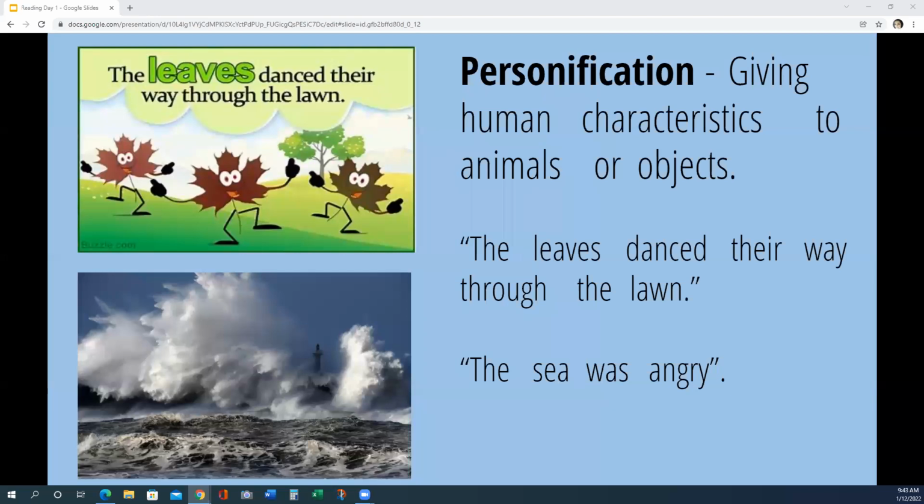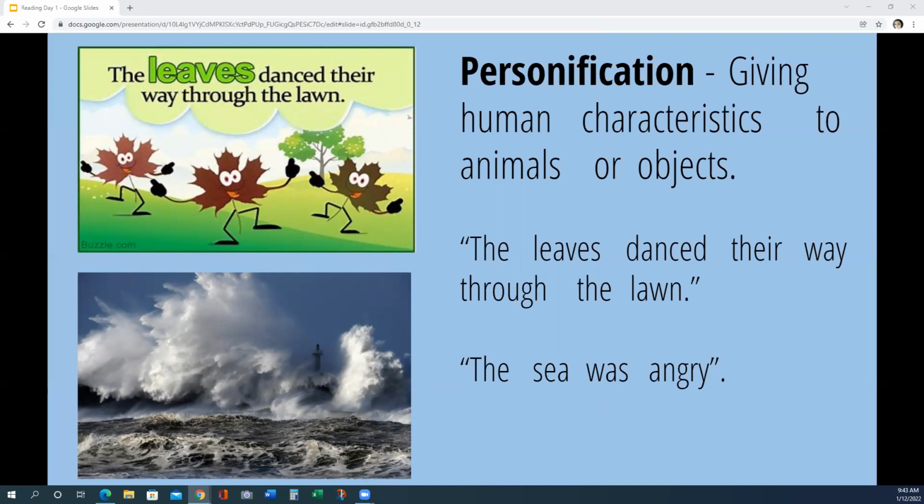Let's see. Personification. This is another thing I love in writing. Personification is giving human characteristics to animals or objects. For example, the leaves dance their way through the lawn. Well, did the leaves actually dance? No, they blew across the lawn. Most likely they're just blown by the wind or whatever.